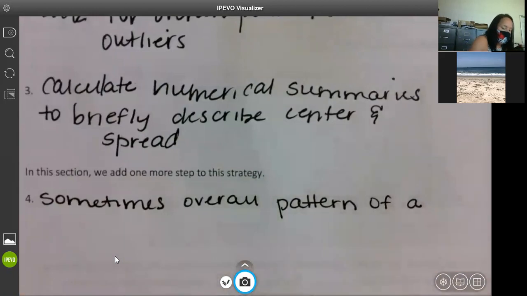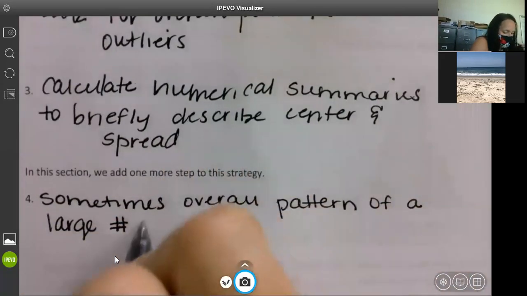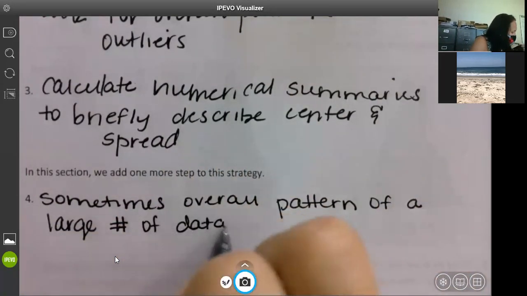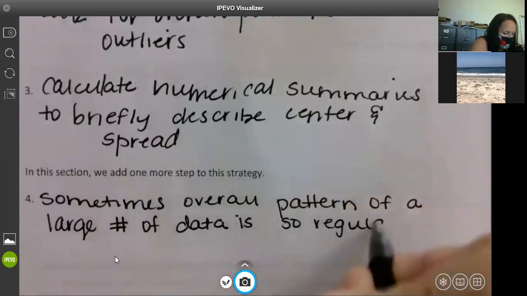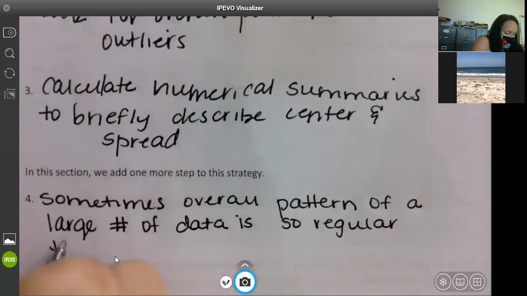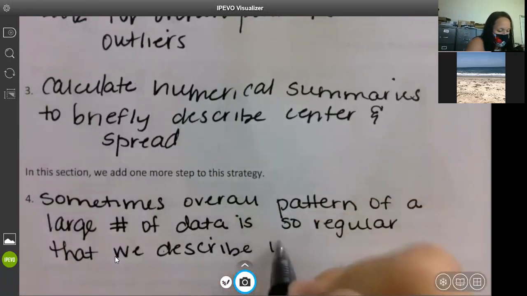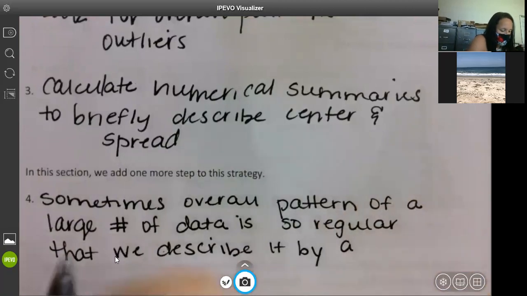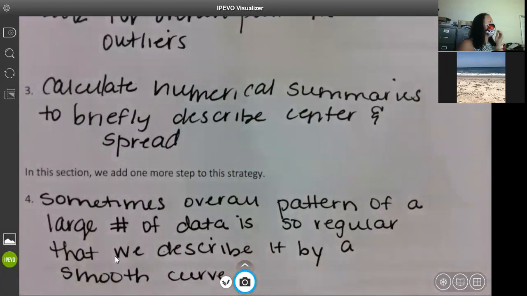Sorry, this is of a large number of data is so regular that we describe it by a smooth curve. So what we're going to start talking about is that normal or that symmetric, roughly symmetric curve.